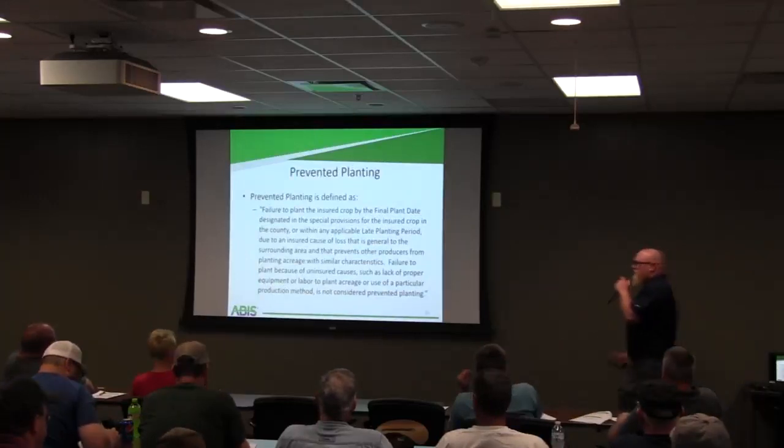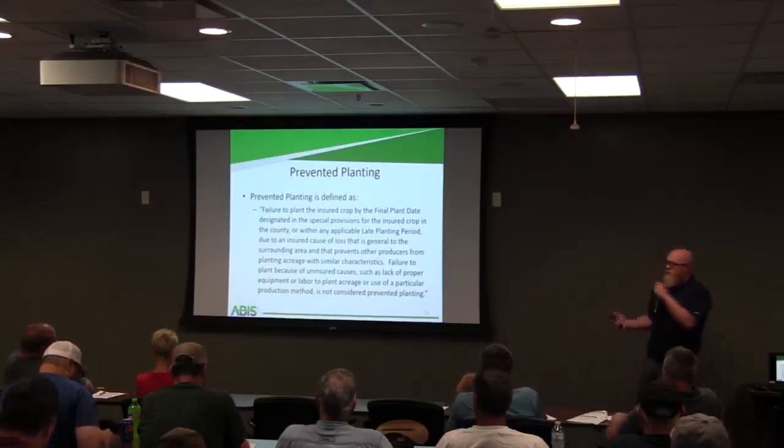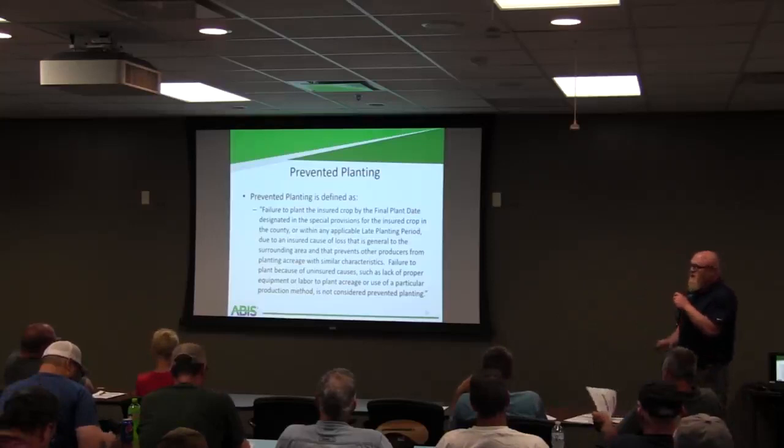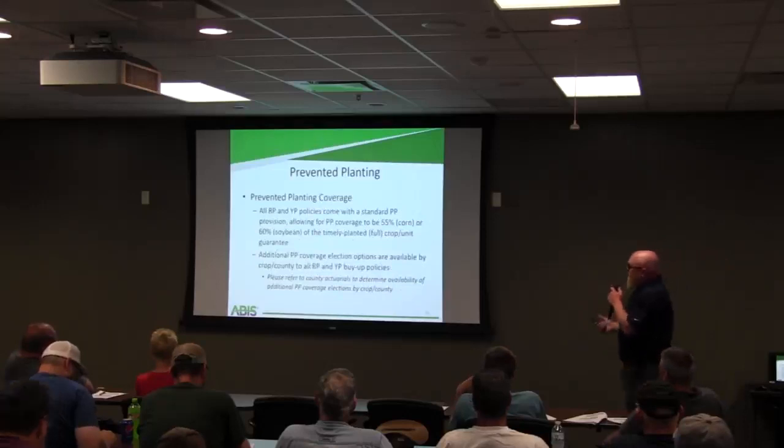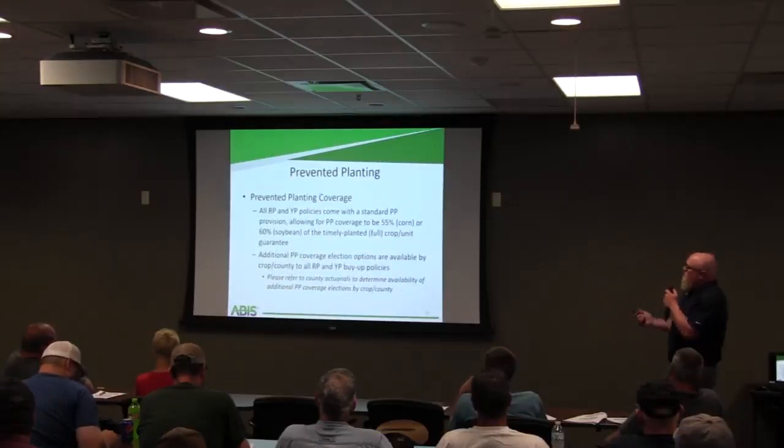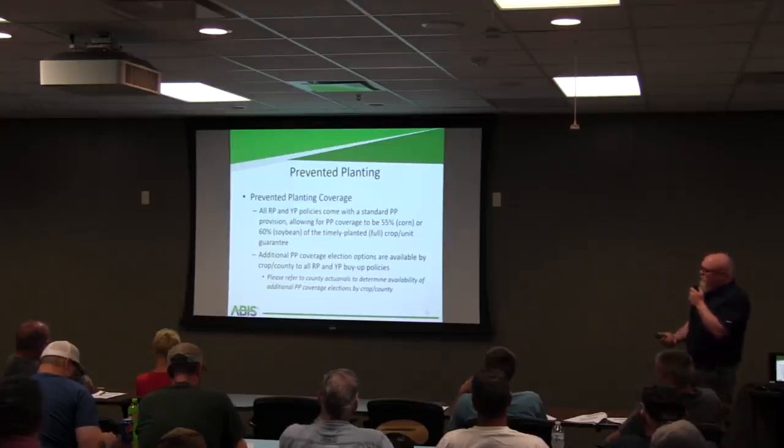All right, so this is just a quick definition of what prevented planting is considered in the policy provisions. Won't really go into it, it's just the language in the policy. So prevented planting coverage is available on all revenue and yield policies. There's a standard provision in the policy that states you have coverage for 55% of your federal crop guarantee on corn and 60% on soybeans.